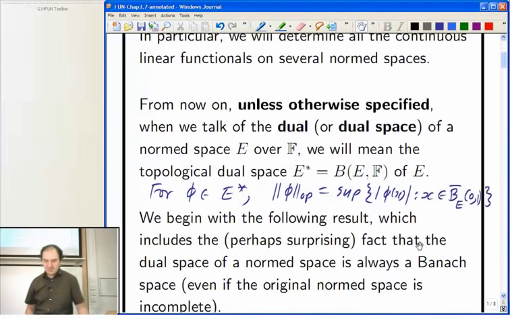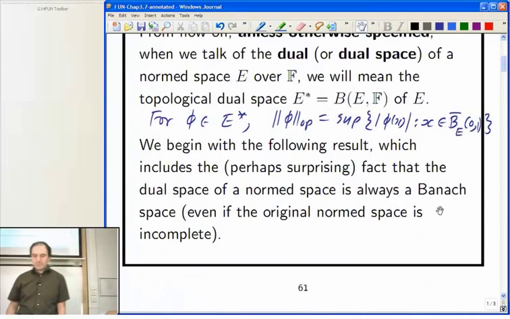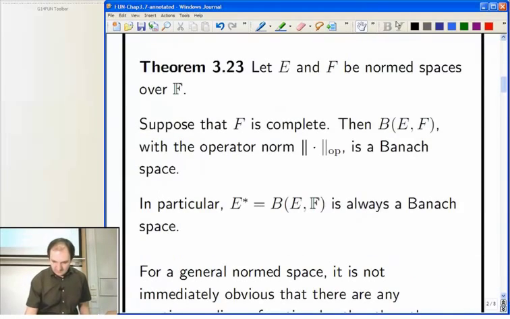Now, what's really good about this is that even if E is not complete, E star is. That's a special case of the following result, which says that whenever you put the operator norm on the bounded operators from E into a Banach space, even if E is incomplete, it's where you're going to that matters. So if the second space is complete, then the bounded operators from E into F with operator norm is a Banach space. And then E star is a special case where you're mapping into the obviously complete one-dimensional norm space F itself.